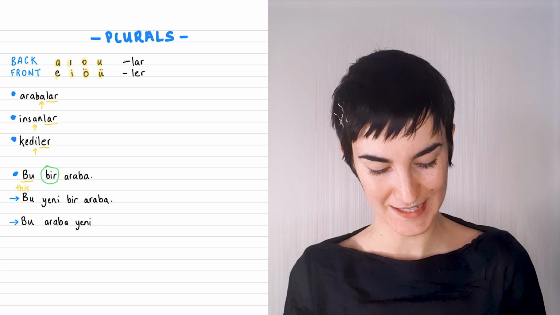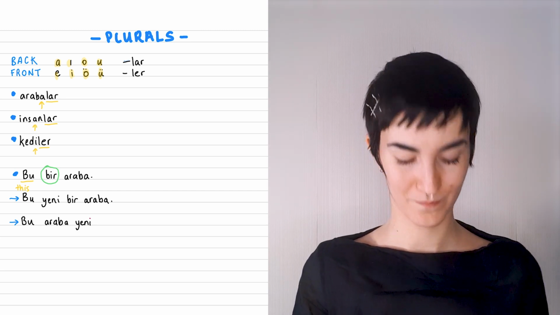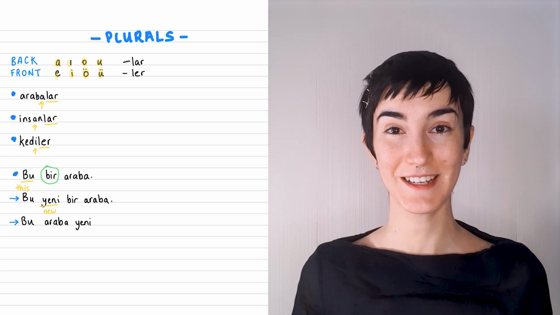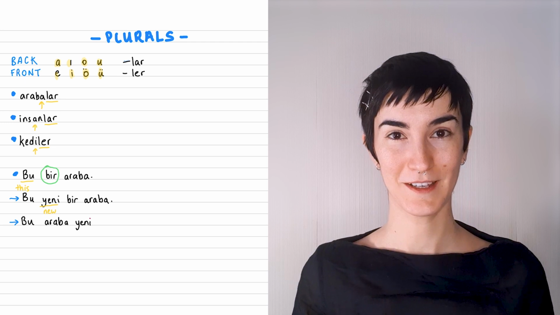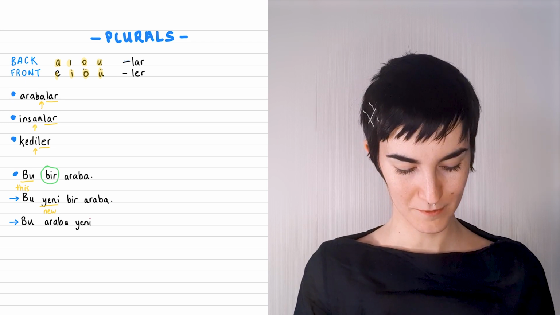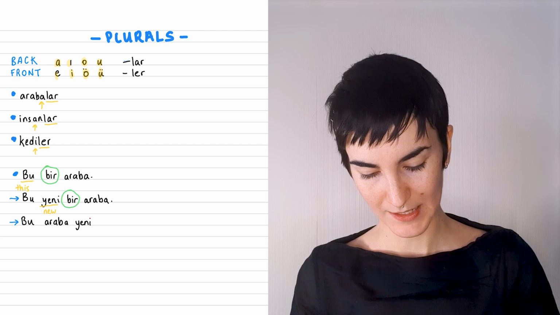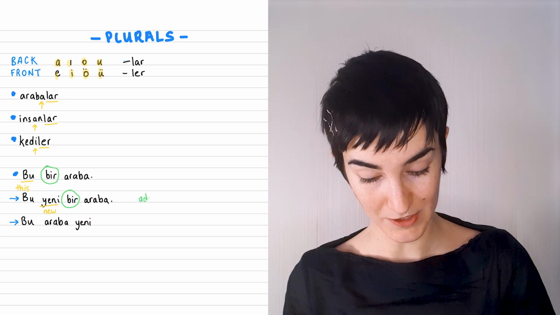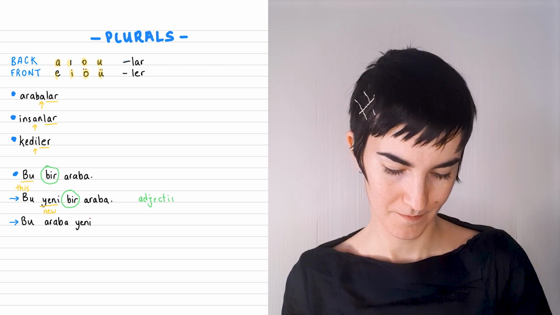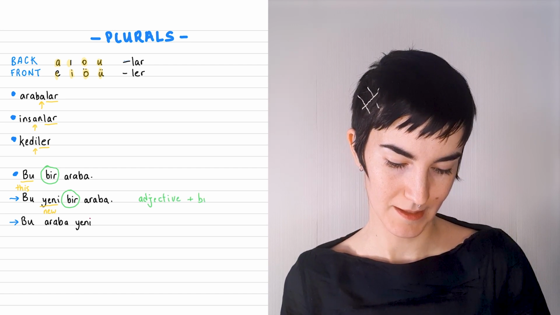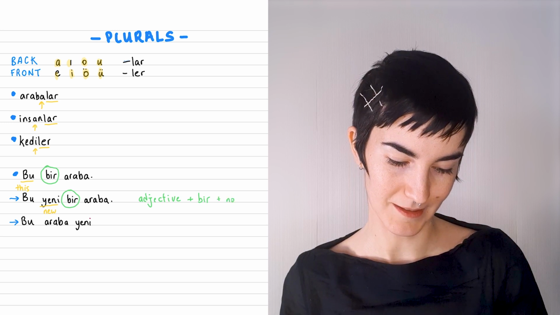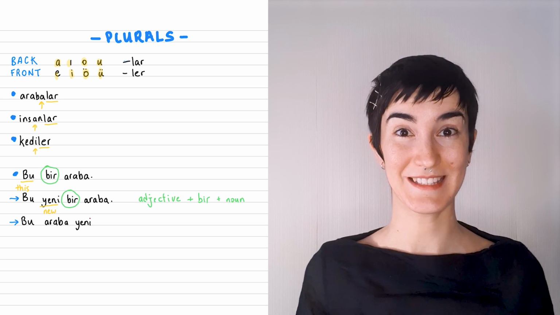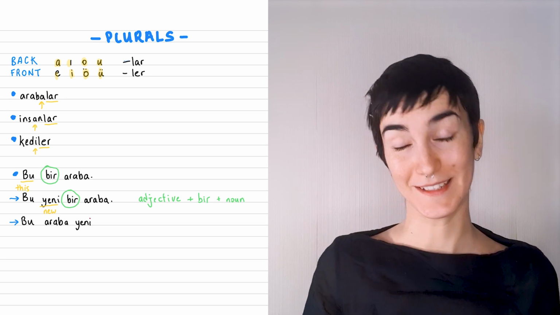Bu yeni bir araba. So yeni means new. So when we have an adjective defining a noun, we use this bir in between the adjective and the noun. So it's like an adjective plus bir plus noun. Yeni bir araba. This is a new car. Bu yeni bir araba.